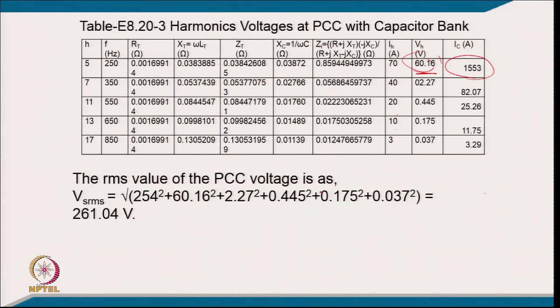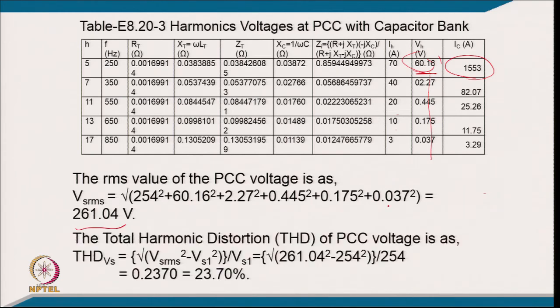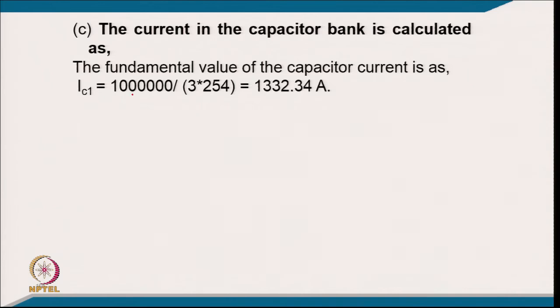you can find out RMS voltage at PCC, I mean from all the voltage harmonics you can calculate typically from these harmonic voltages. So, THD voltage comes to 61.04, and the total harmonic distortion of the voltage, typically putting the value here, comes 23.70 percent of total harmonic distortion in the voltage, which was hardly less than 2% earlier, and the current in the capacitor bank is calculated now.